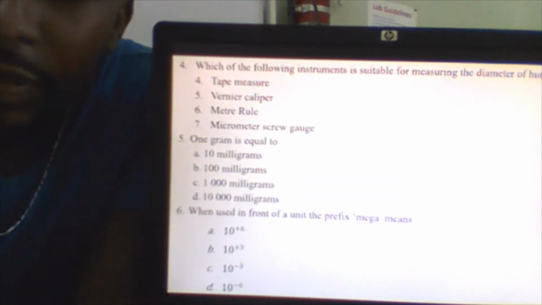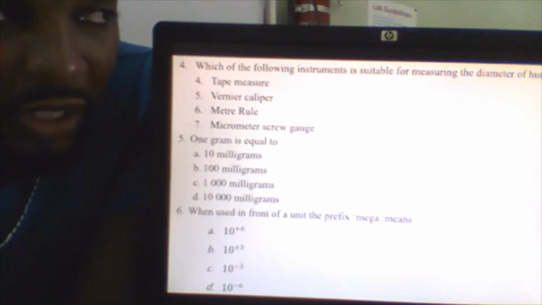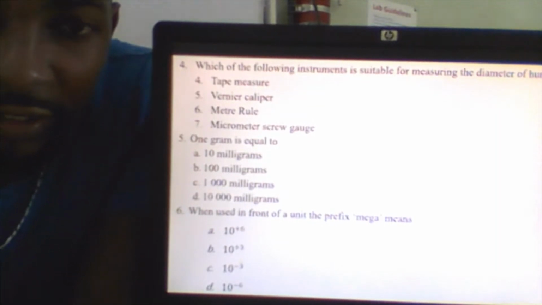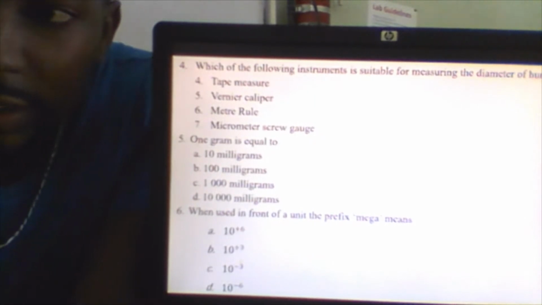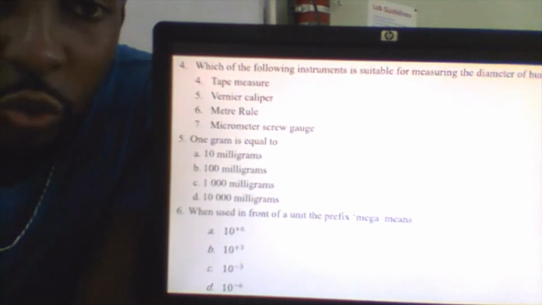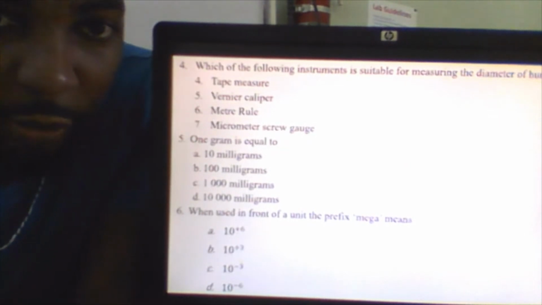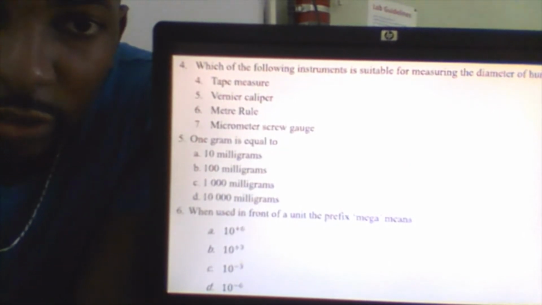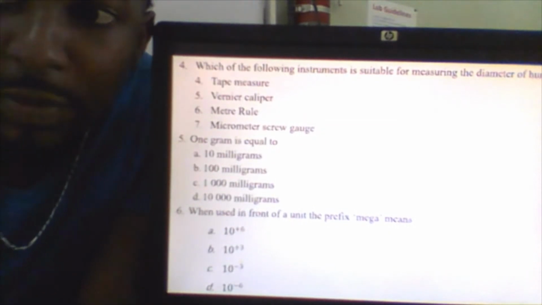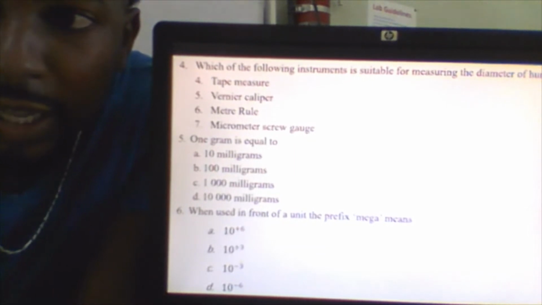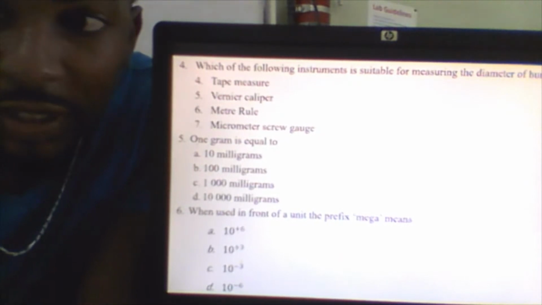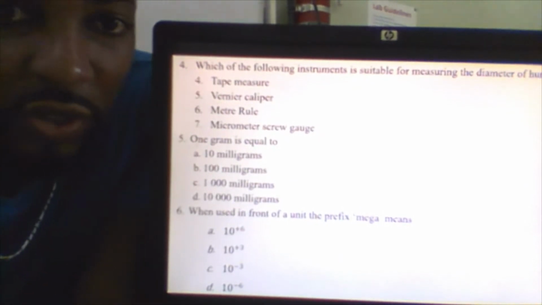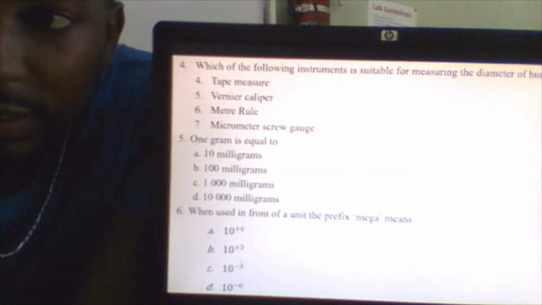Now, each of these instruments measures the quantity length. But we want to see which of them measures the minute quantity, which is the diameter of a human hair, which is very small. So we want an instrument that measures in millimeters, the smallest unit possible. That eliminates the tape measure, the vernier caliper, which measures in centimeters, and the meter rule. So the best possible answer there is the micrometer screw gauge, which gives you the unit in millimeters. Good. So D should be your answer there.